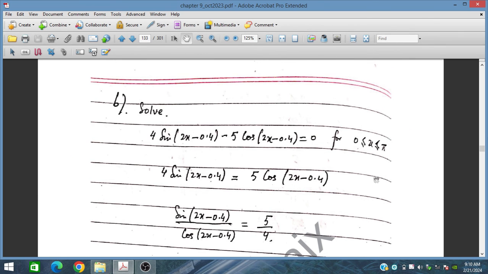So question number 5, we have solved it here. In the next session we will solve question number 6.